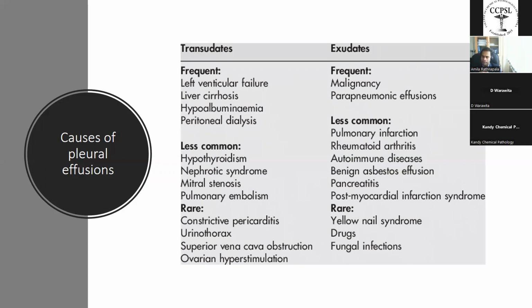If we consider transudates, as I mentioned previously, they are commonly due to organ failures, which include left ventricular failure or liver failure, hypoalbuminemia due to various causes, either nephrotic syndrome or malnutrition, and patients on peritoneal dialysis. Less common causes include hypothyroidism and mitral stenosis, and very rare causes include constrictive pericarditis, urinothorax, superior vena cava obstruction and ovarian hyperstimulation.